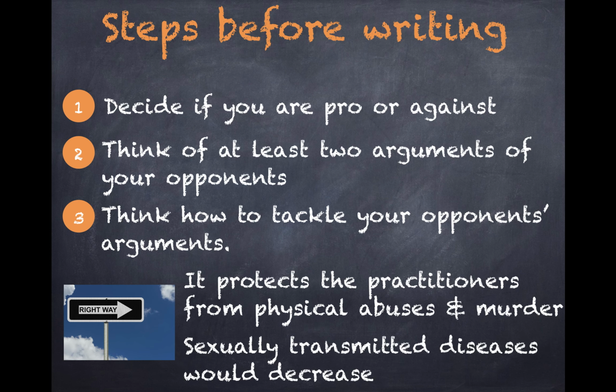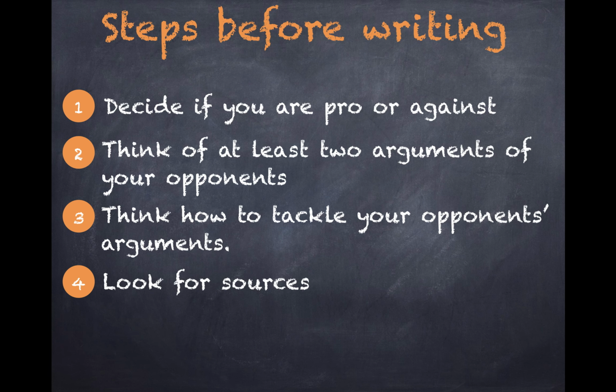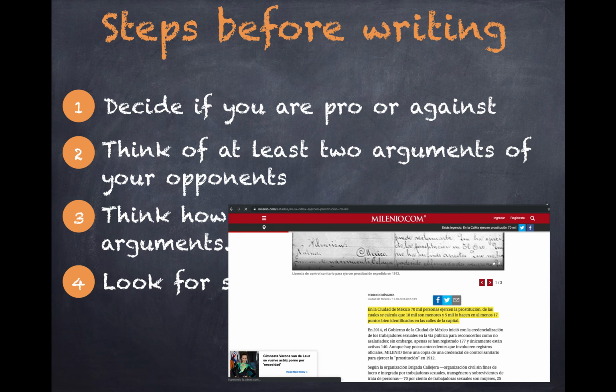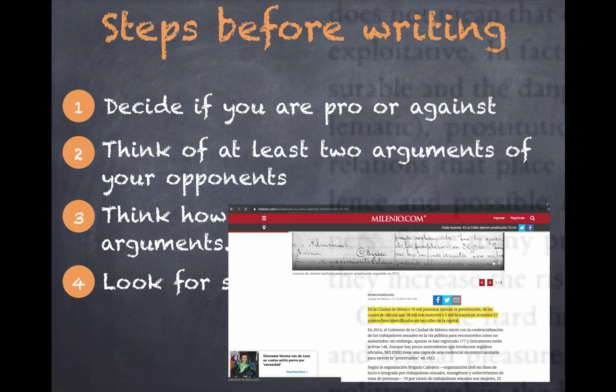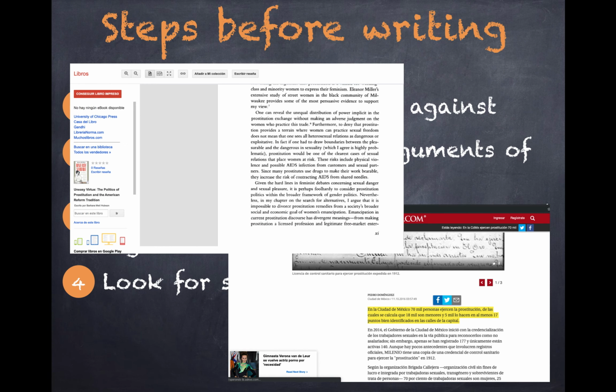diseases would decrease. The fourth and last step is to look for at least two sources either to present the situation, to mention your opponent's arguments, or to support your own point of view. You can look for statistics, specialist opinions, other countries' situations, etc. For our example, I found the following data: the number of sexual workers in Mexico City in a journal, and in Google Books I found information about prostitution as a risky work.